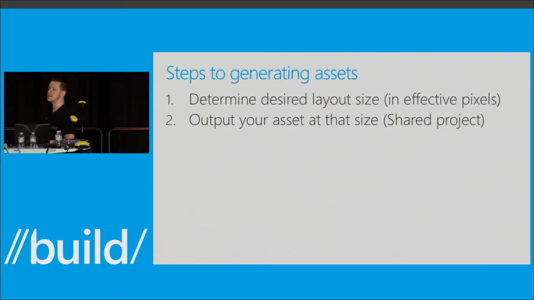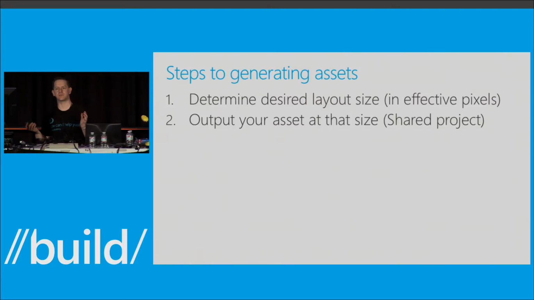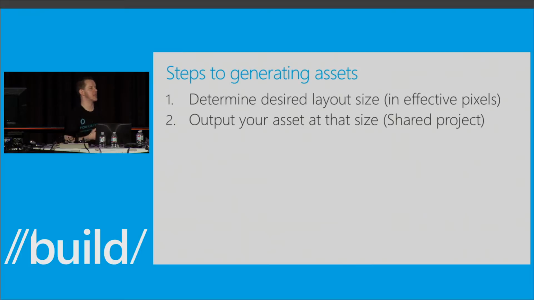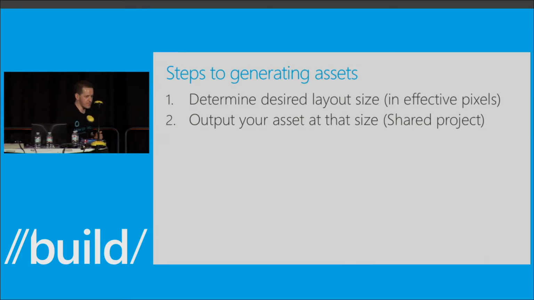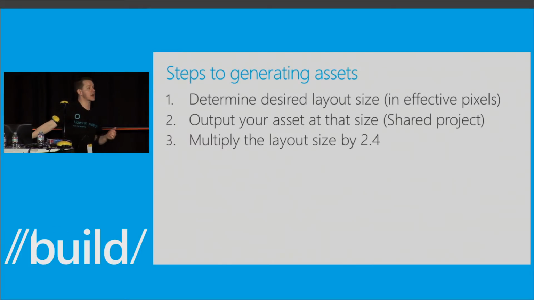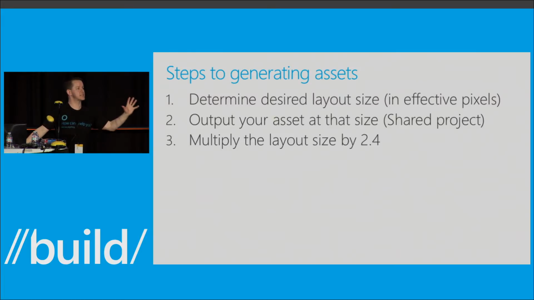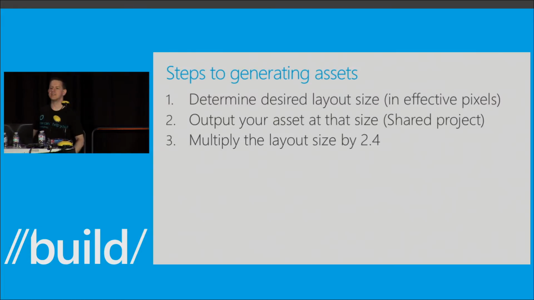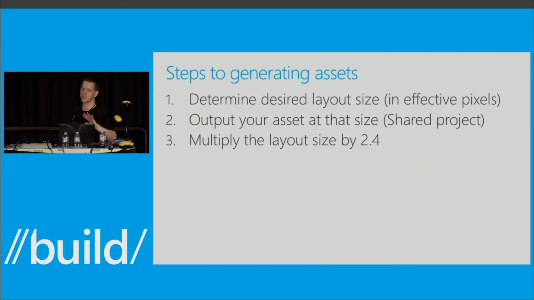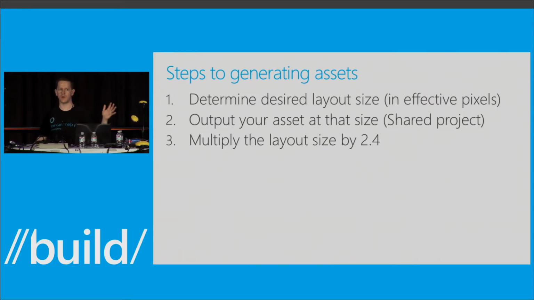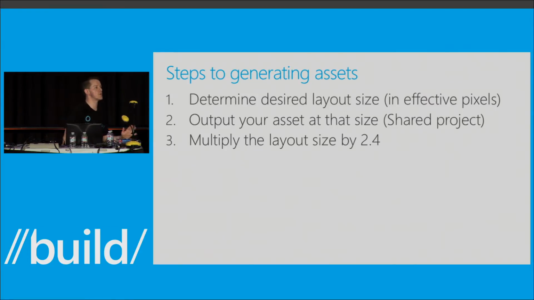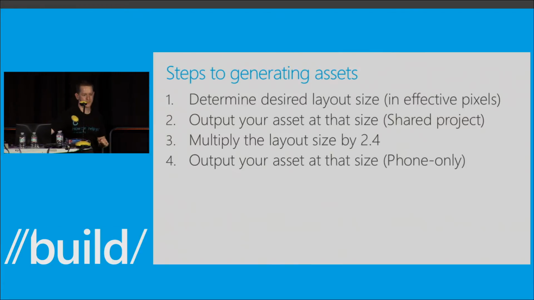Once you've done that, output the asset at that size, and put that in your shared project, because that will be shared between Windows and Windows Phone. Then, just like I did, multiply your intended size by 2.4. And this is just a recommendation. You can pick other numbers like 2.2 or 2 or 2.6 or 1.8. Our recommendation is 2.4 is probably a good place to start.